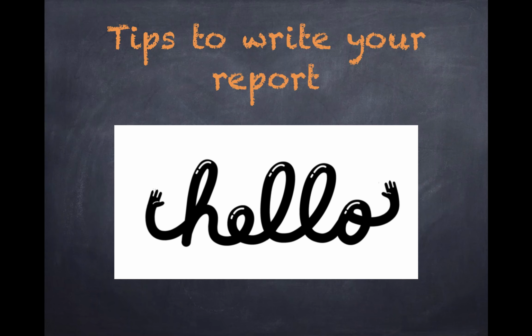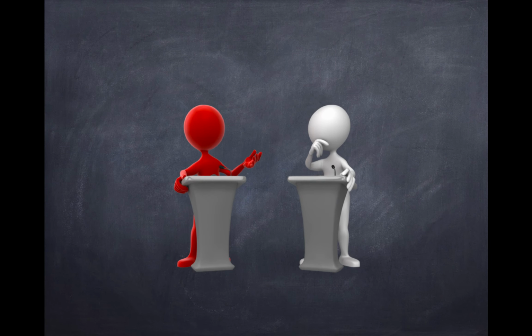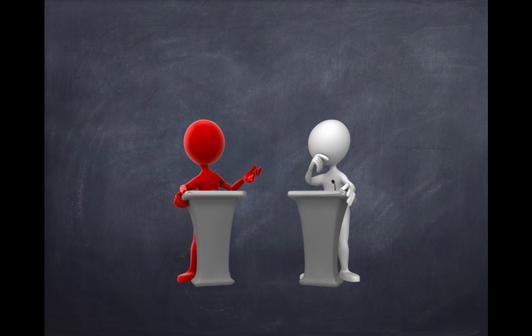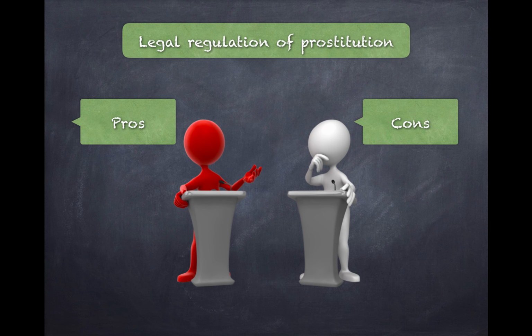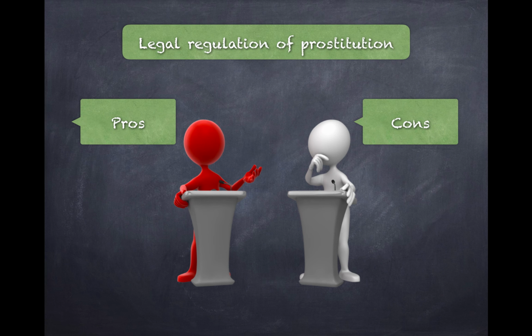In this video, I will briefly explain how to write a report. This model can be used in any written paper that evaluates two different points of view. Of course, in this case, it will include the ethical perspective and it will be only 350 words long. So let's imagine that the topic of our report is the legal regulation of prostitution.